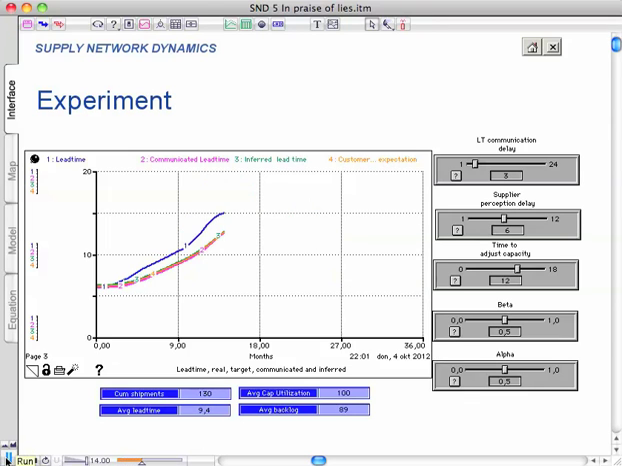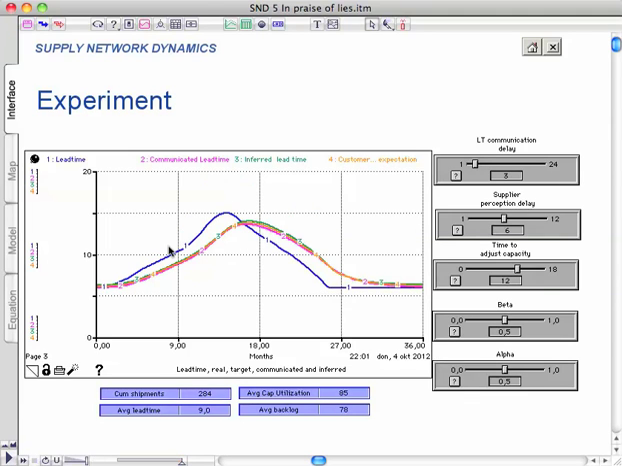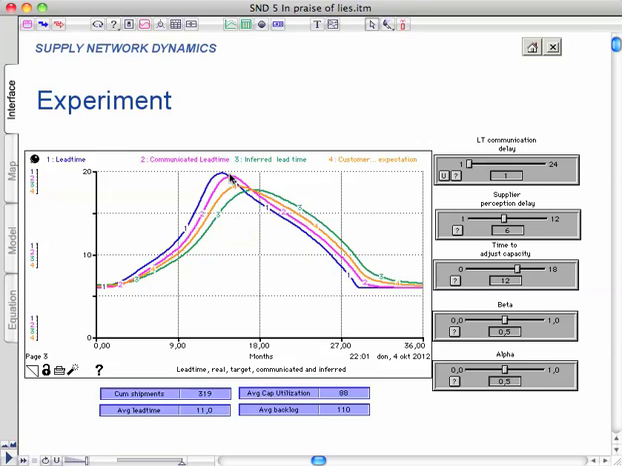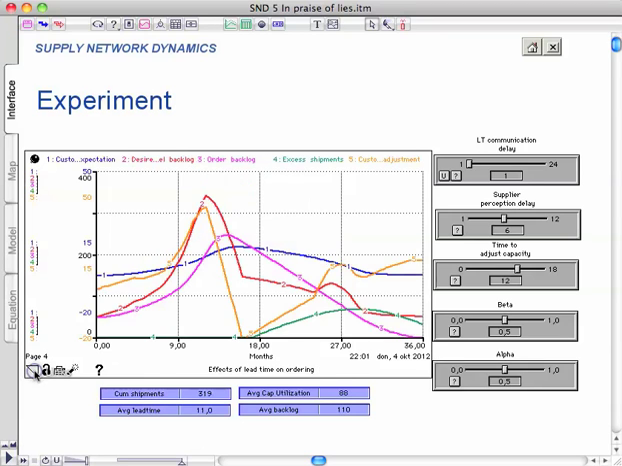So this was the base case. And you see here indeed an actual lead time, the blue one, of around 15. But if you make the lead time communication delay very short, customers ask for much more systems, and so a peak in the lead time of 20 months. Real demand doesn't change, but the response does change. This is equal to shouting fire in a very crowded room. People will panic.